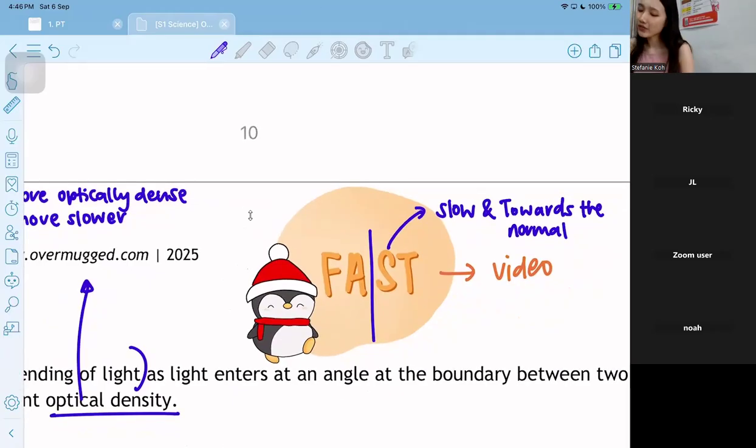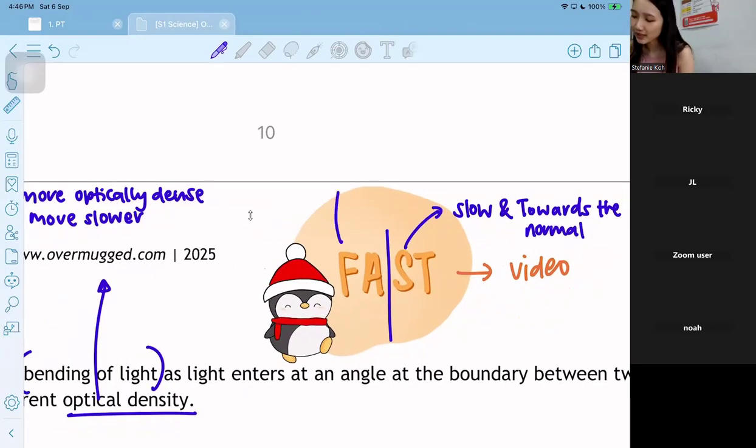On the other hand, if you're less optically dense, you can move faster, and it bends away from the normal.